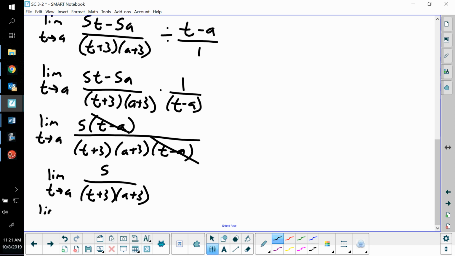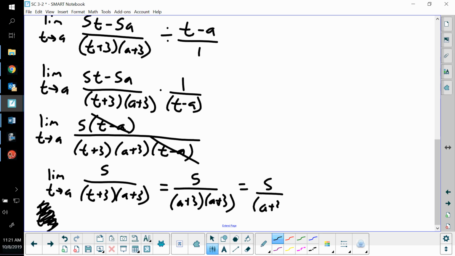If this had been limit as like t approaches 7, we would replace all the t's with 7s. Well, that's not what we have, though. We have t approaches a. So we're going to replace all the t's with a's. So this would become 5 over a plus 3 times a plus 3. That would be a fine answer, or you could write it as 5 over a plus 3 squared. This would be what f prime of a is equal to.